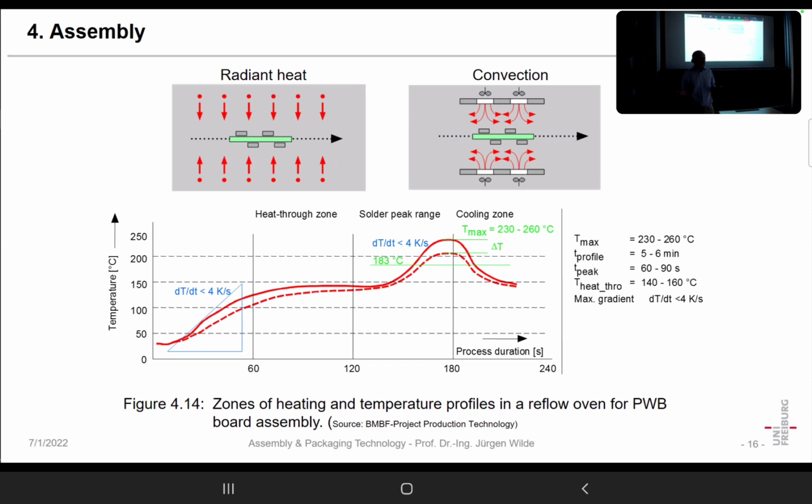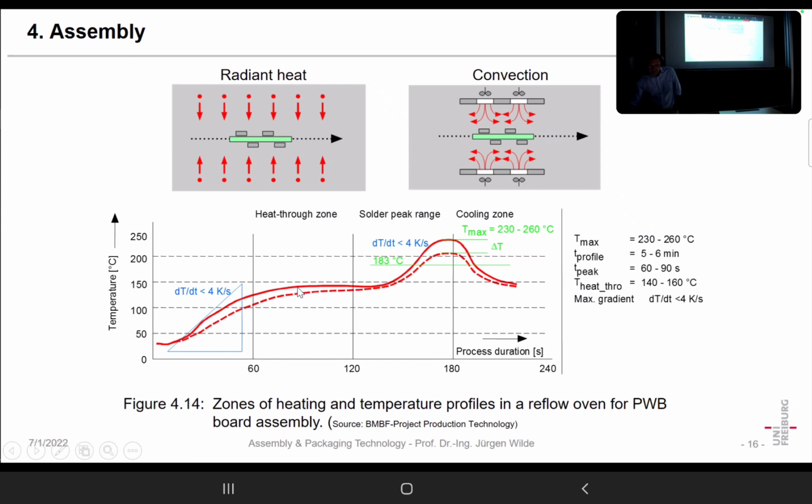If you do it too fast, there is such a high pressure of the evaporating solvents that the devices are just flying away. So you need a certain rate. That flying away or flipping up of the devices is the so-called tombstone effect. So the rate is limited.